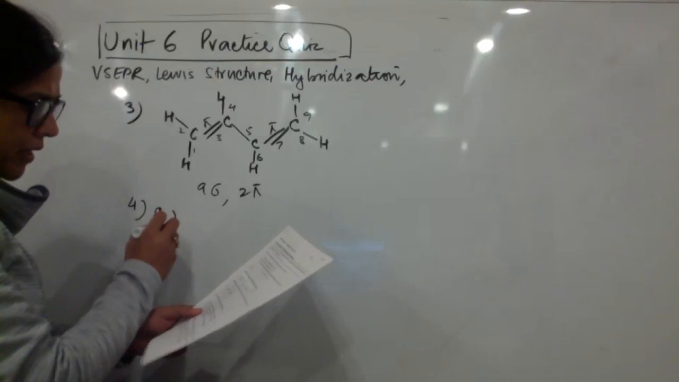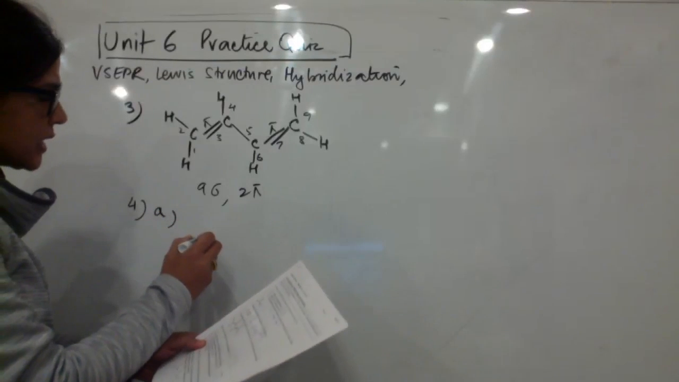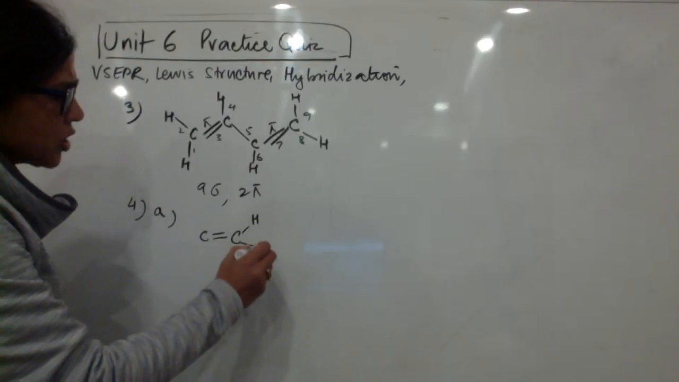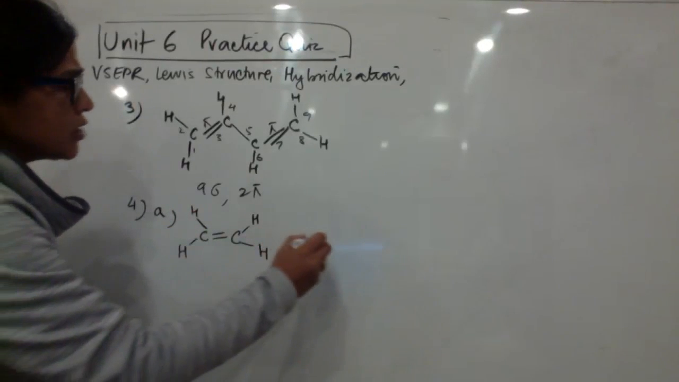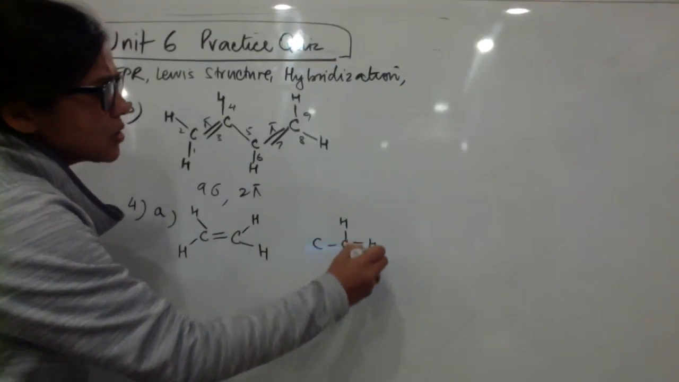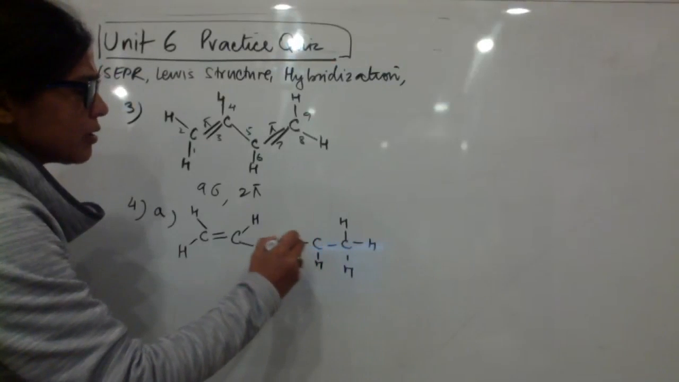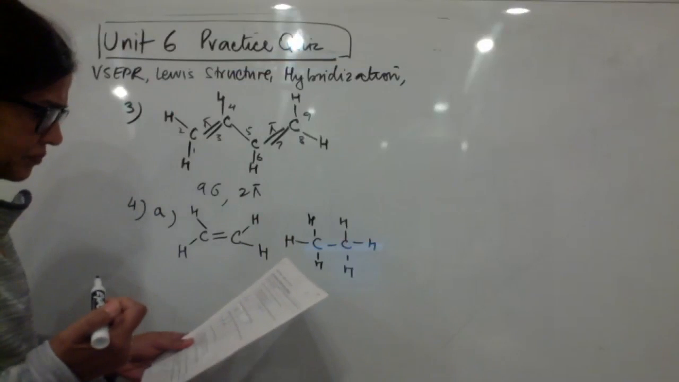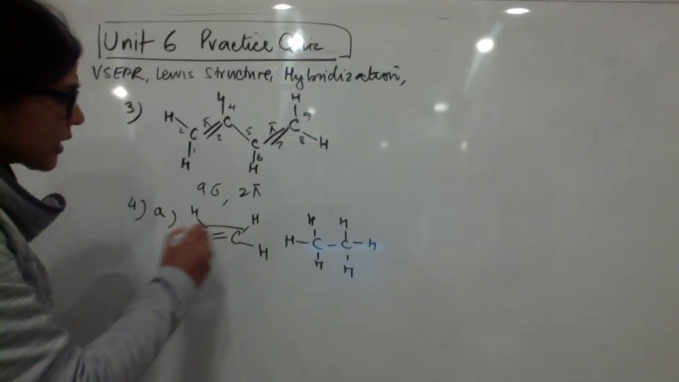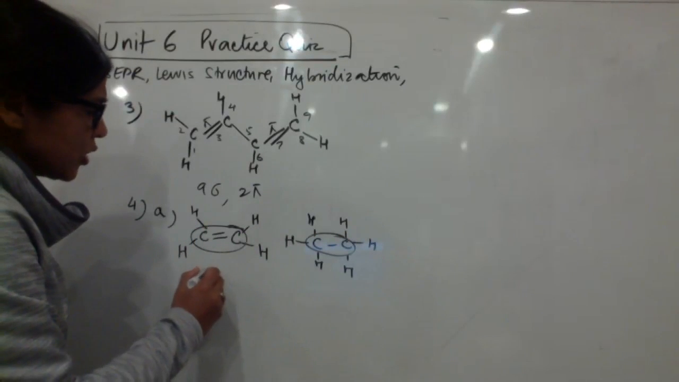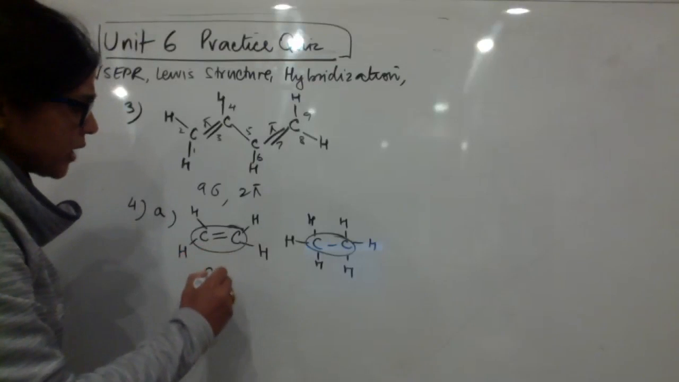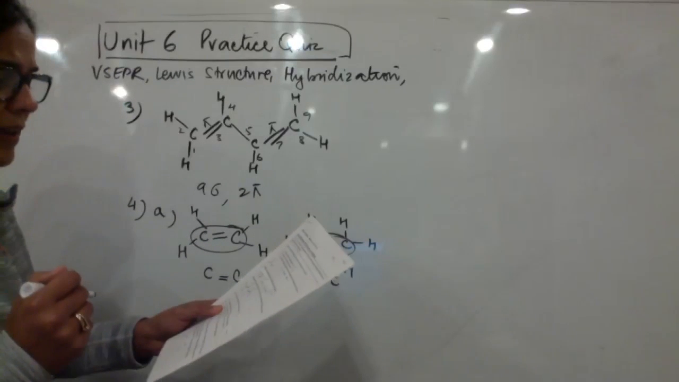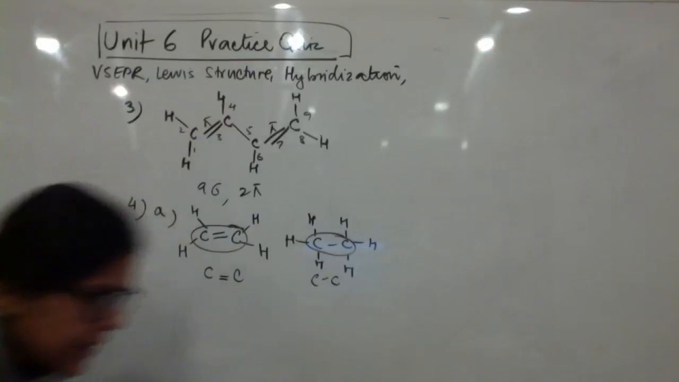Question number 4 says, use simple structure and bonding models to account for each of the following. A, the bond length between 2 carbon atoms in C2H4 is shorter than in C2H6. If you draw the C2H4 structure, it looks like this, and the C2H6 structure looks like this. One note for organic molecules is that each carbon atom must have a valency of 4. You are comparing a double bond to a single bond. The C bond in C2H4 is a double bond, and in C2H6 it's a single bond. Hence, it is shorter in ethene than in ethane.